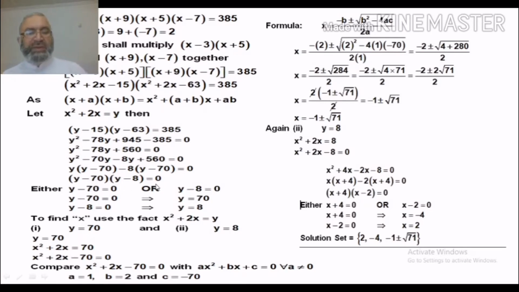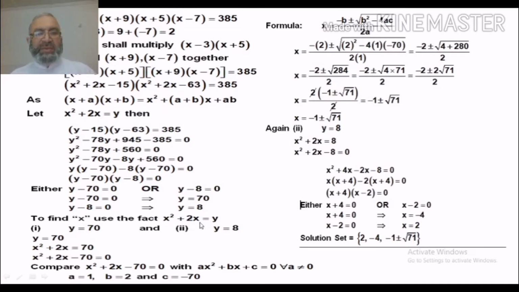The product of two factors is equal to 0, so each factor should be equal to 0. y minus 70 equal to 0 means y is equal to 70, and y minus 8 equal to 0 means y is equal to 8. We get two values of y. So by back substitution we get the value of the original variable x.